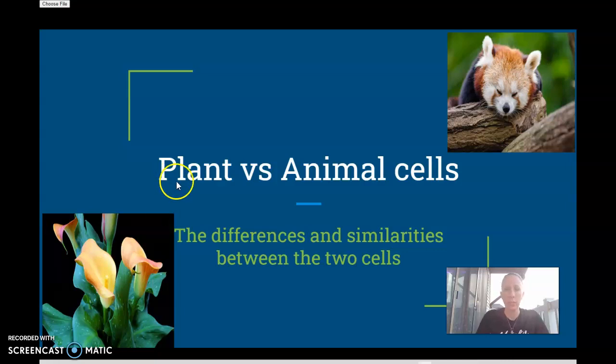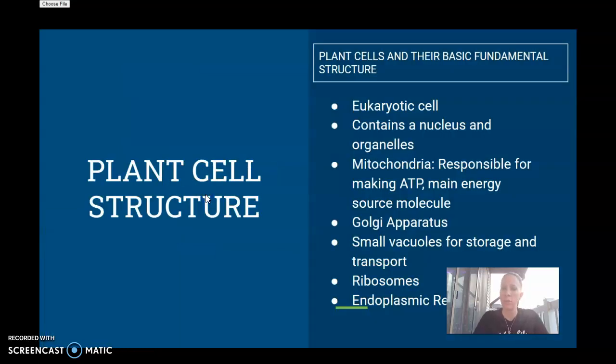So getting started with the plant cell structure, plants and animal cells both have eukaryotic cells. They contain a nucleus, they contain organelles: the mitochondria, which makes the ATP, which is the main energy source, Golgi apparatus that kind of helps with transportation, just like the vacuoles, ribosomes, and endoplasmic reticulum. So those are big words.